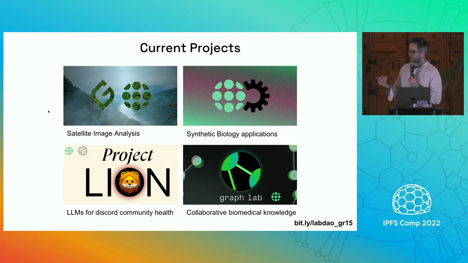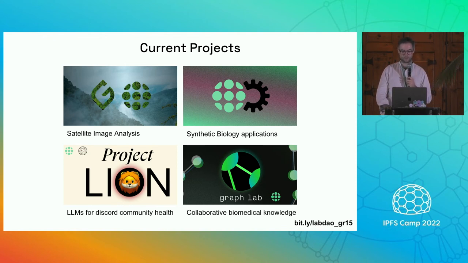Then we have Project Lion, which is a group based in California within LabDAO, together with TalentDAO, that's looking at large language models for measuring Discord community health. And then we have the Knowledge Graph Lab, where we are going to see one talk later from Martin from Lateral about the work that's been happening there around discourse graphs.